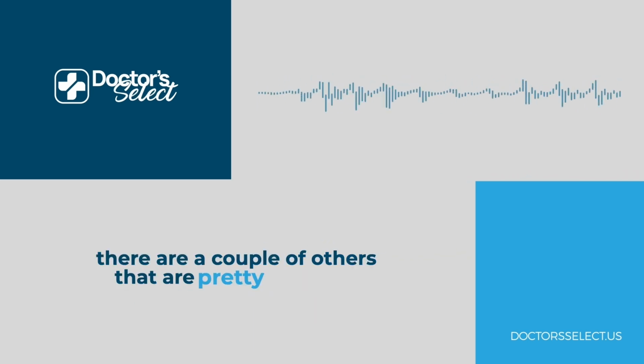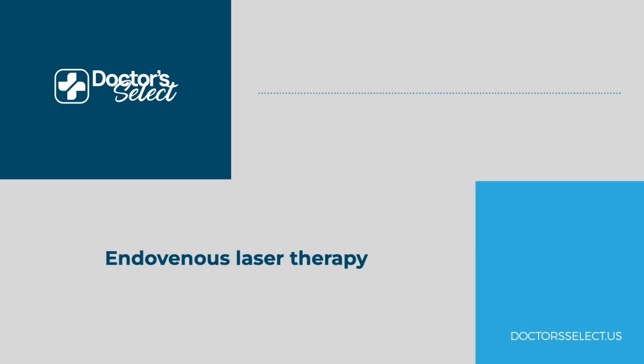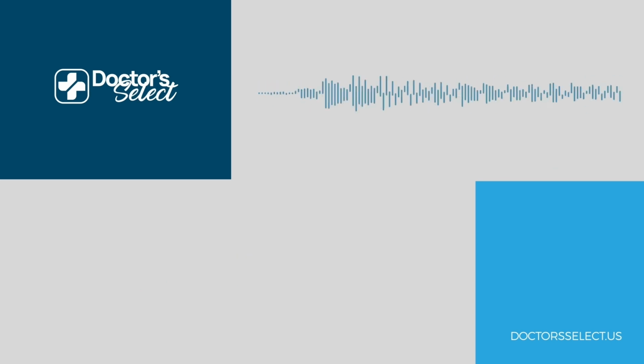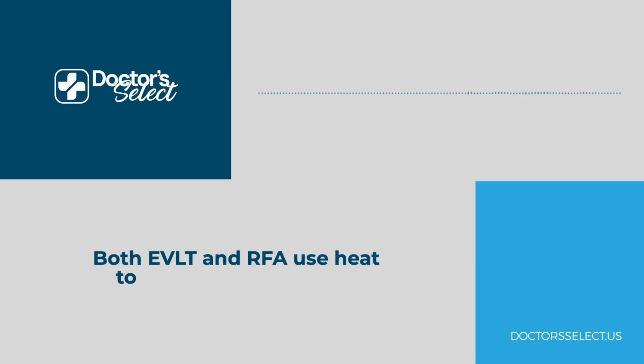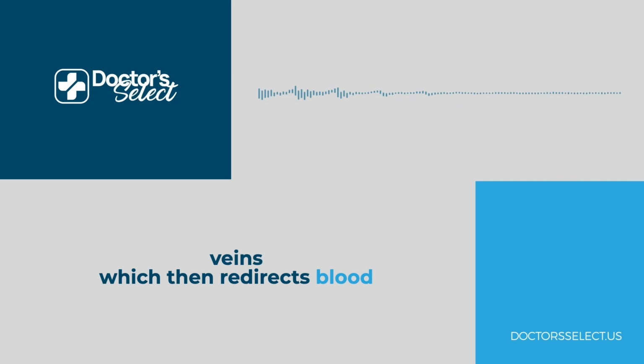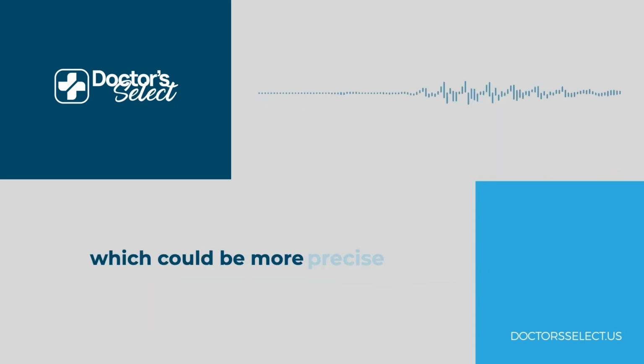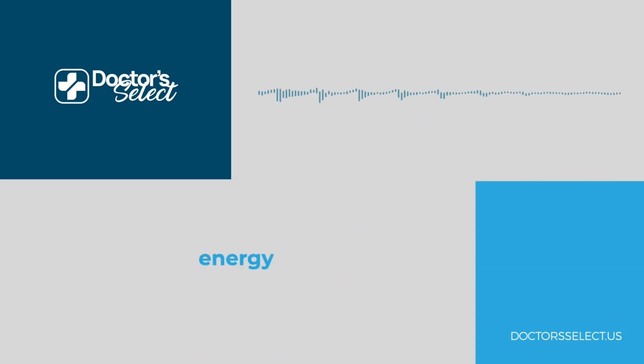Yeah, there are a couple of others that are pretty common. Endovenous laser therapy, or EVLT, and radiofrequency ablation, which is also known as RFA. We touched on those earlier. Can you remind us how those work? Sure. Both EVLT and RFA use heat to close off the varicose veins, which then redirects blood flow to healthier veins. So it's about rerouting the traffic, so to speak. Exactly. EVLT uses laser energy, which can be more precise, while RFA uses radiofrequency energy, and that might be better suited for larger veins. But they both have pretty quick recovery times and aren't too uncomfortable. So it's about choosing the right tool for the job based on the specific veins.